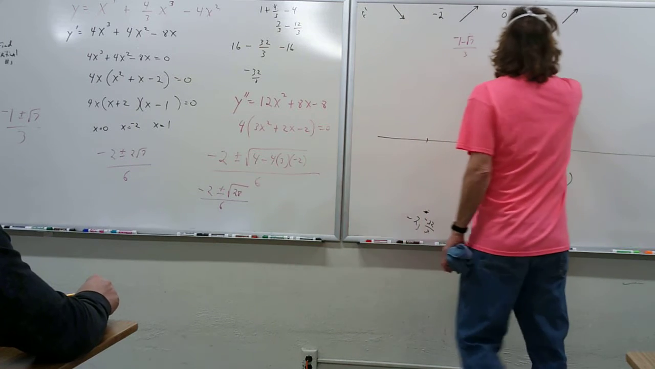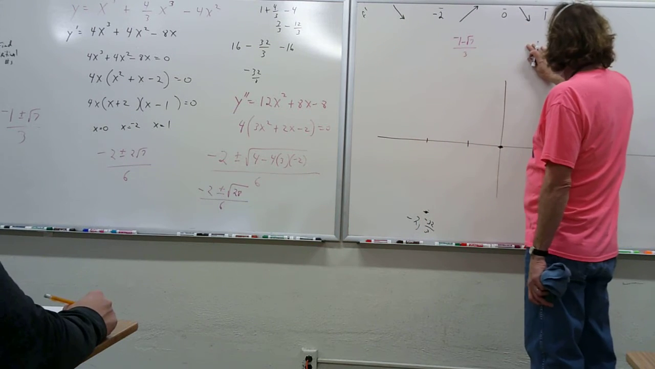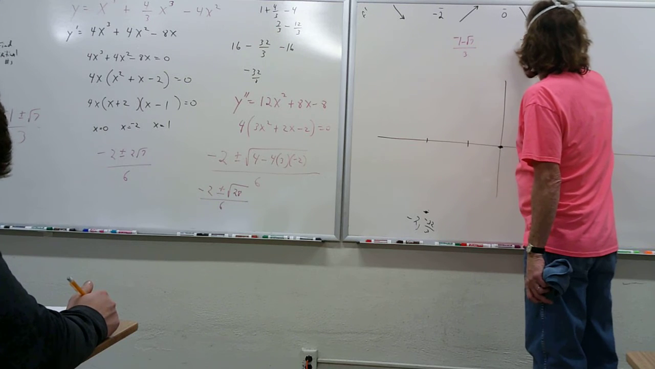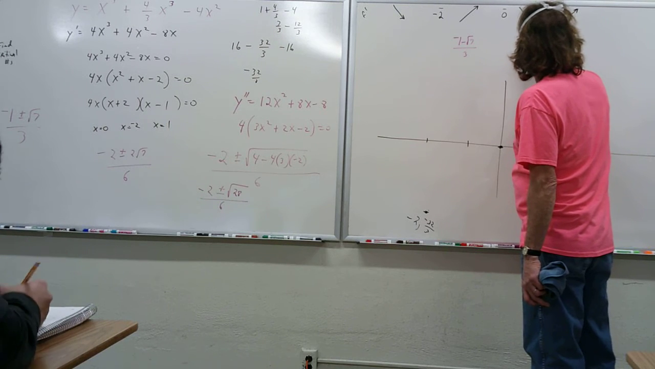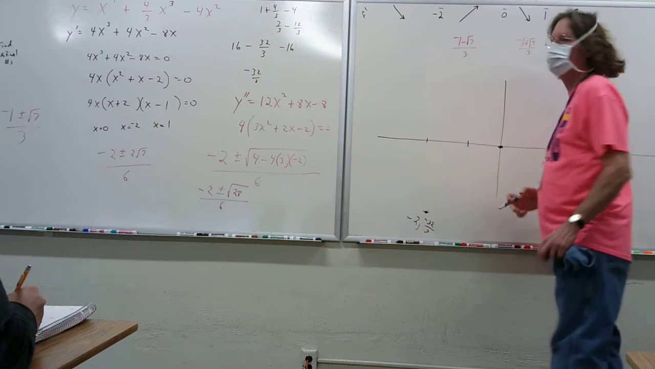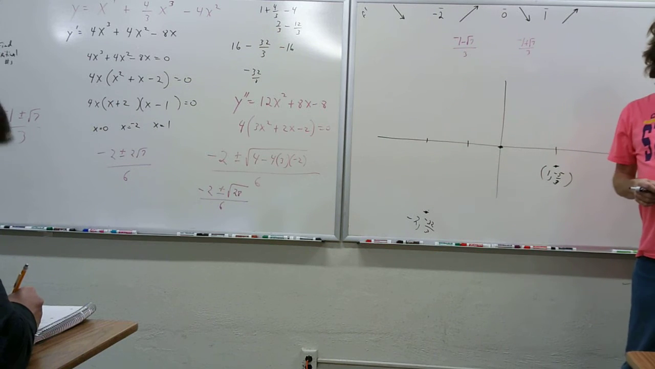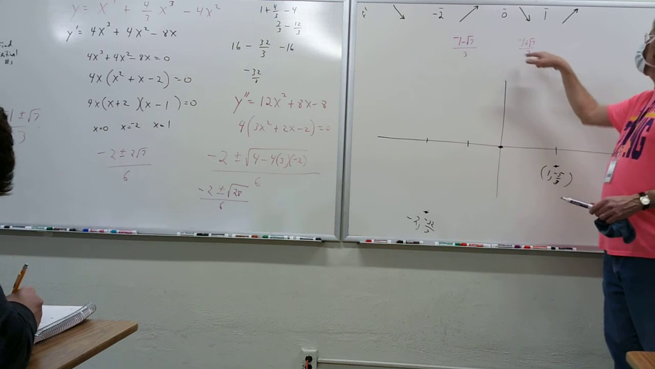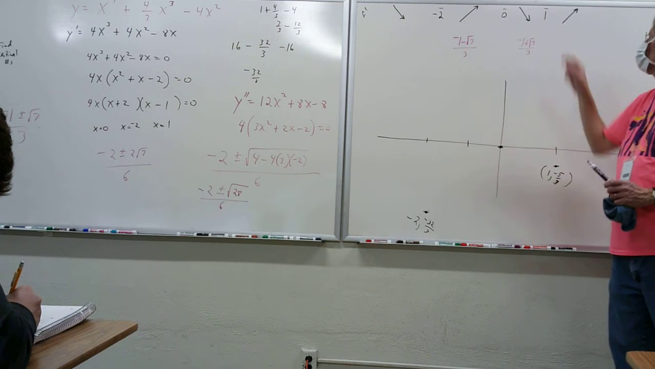And then there's going to be 1 somewhere right in here. It's going to be what? Negative 1 plus the square root of 7 over 3. Is that okay? And you can work that out to a decimal if you want to, and you'll know it's between 0 and 1.